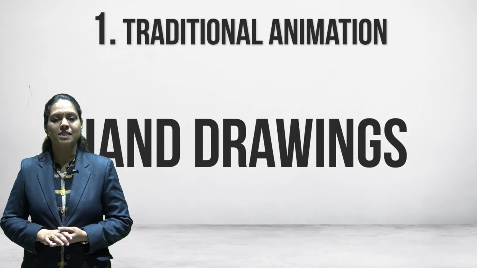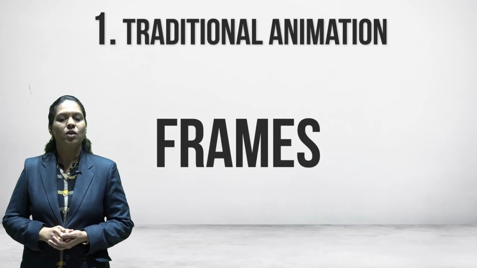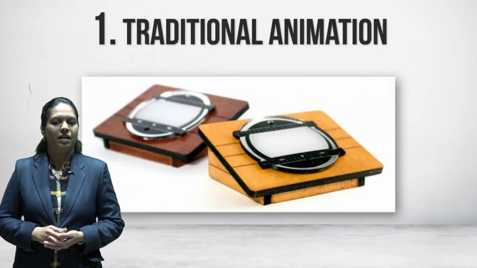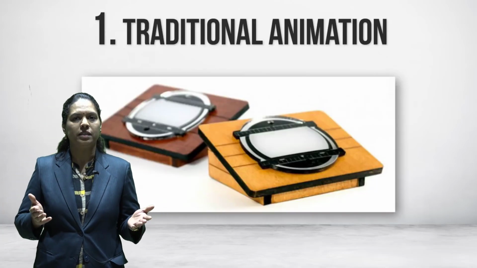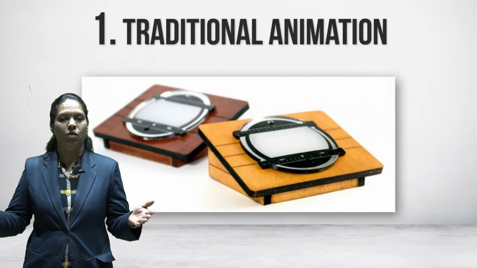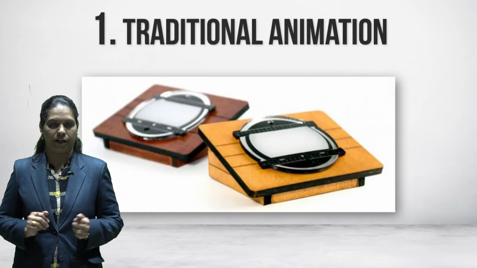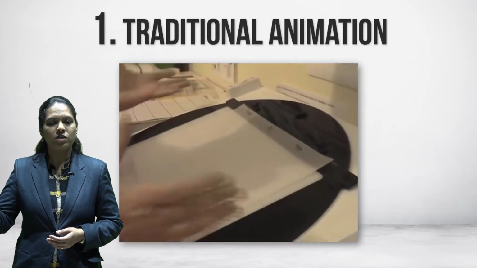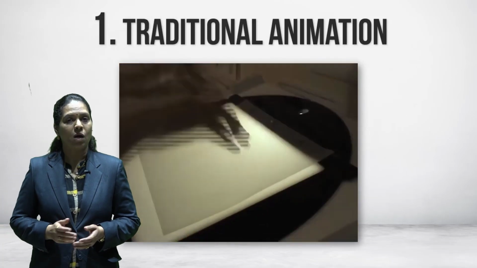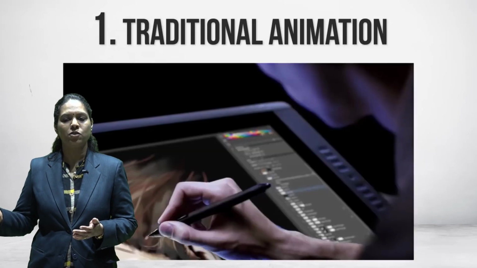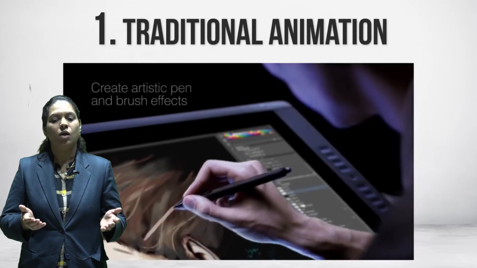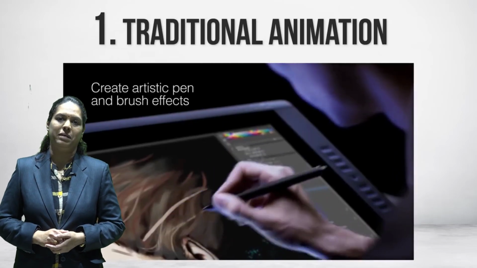Traditional animation consists of hand drawings called frames. In the past, the drawings occurred on a big light table with a big light panel in the middle of it, on which the animator drew the sequence. Nowadays, even traditional animation is being done mostly on computers by using a tablet.